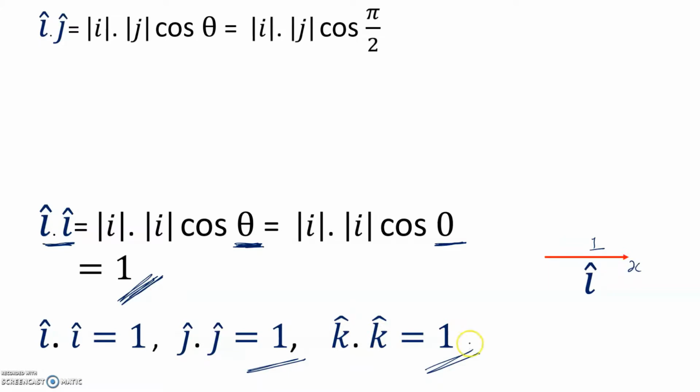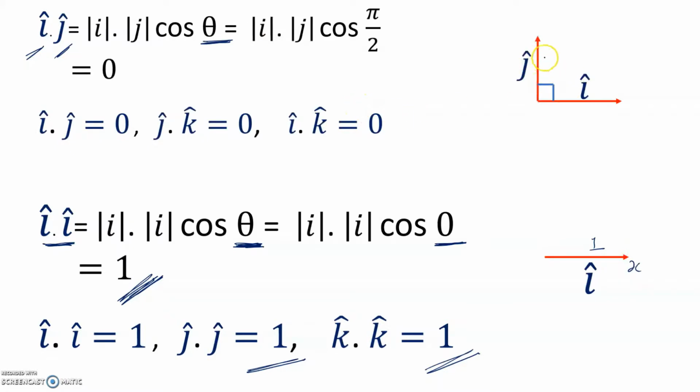Now, let's see what happens if you multiply I cap with j cap. We need to find our theta. Our theta would be 90 degrees because the angle between I and j is 90 degrees, which is pi by 2. So cos pi by 2 is 0, and your answer will be 0. Similarly, you can prove it is 0 when you multiply any two different unit vectors among I cap, j cap, and k cap.